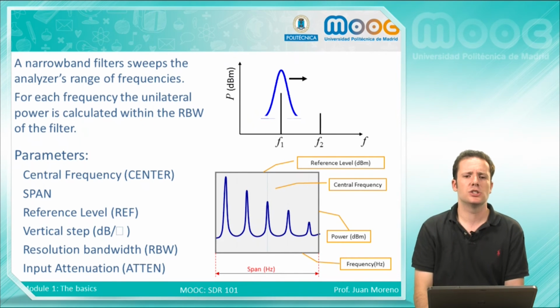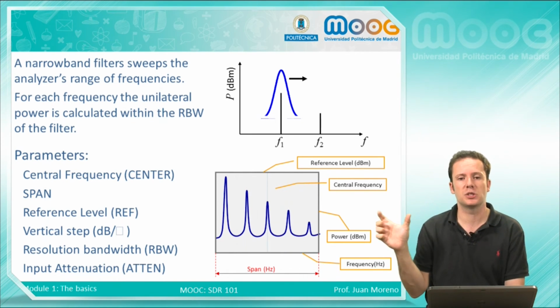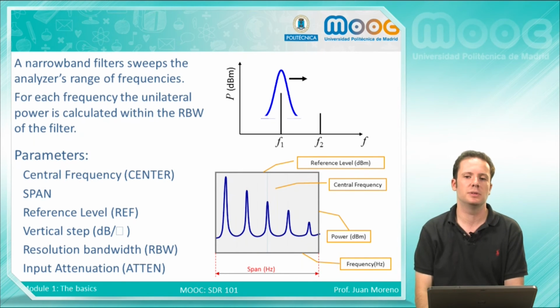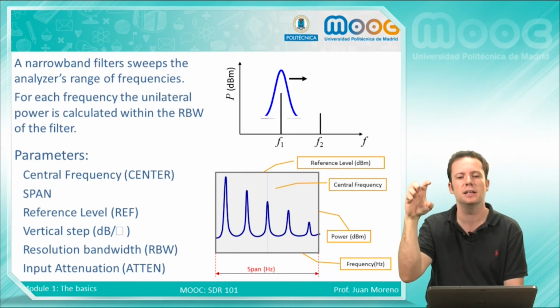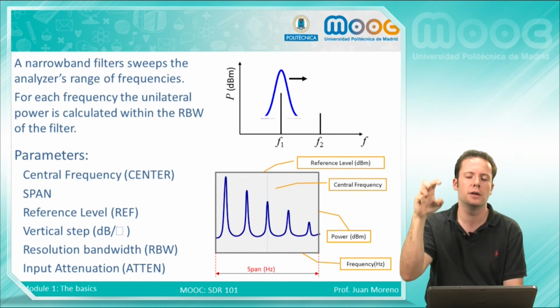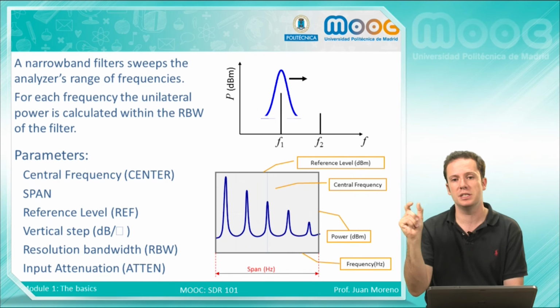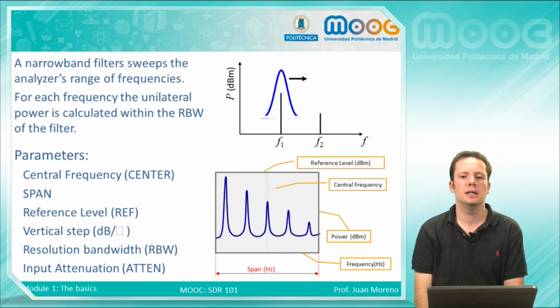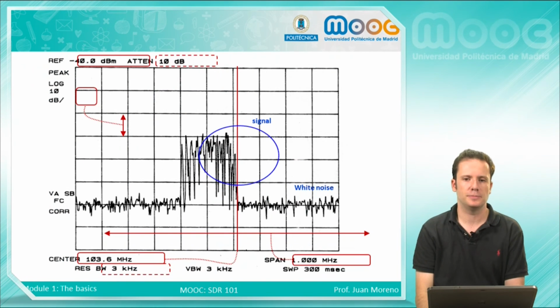It has some parameters that you need to know: the central frequency, the span, which is the total bandwidth that will be depicted on the screen, the reference level, which is the highest power that you will see on the screen, the vertical step, this is the vertical scale, how many dBs you have per square, also the resolution bandwidth, which is the step with which you are measuring the power, and also the input attenuation, which helps us to place the signal on the screen.